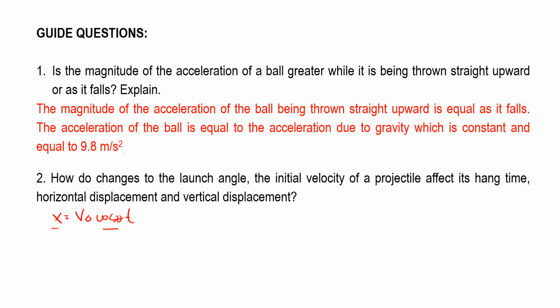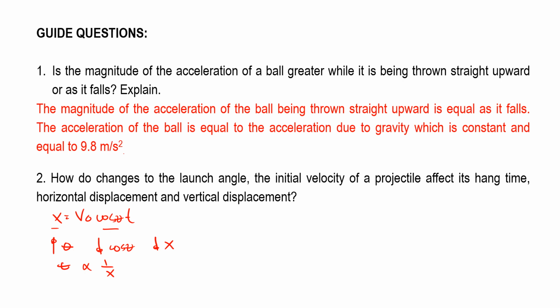So in this one, if we're going to increase the theta, what will happen to the cosine theta is there will be a decreasing value of cosine theta. So meaning, guys, if there is a decrease in the value of the cosine theta, the value of x will also decrease. So therefore, we can say that the theta is inversely proportional to the horizontal displacement.